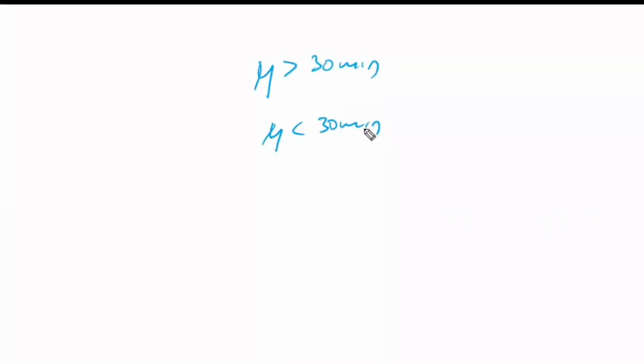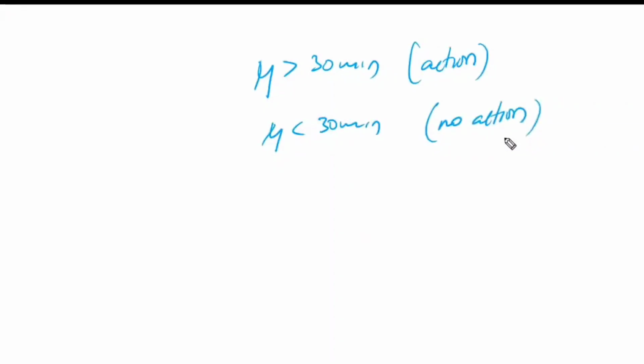Now, for which one will he take the action? Whenever the delivery is not reaching within the 30 minutes, then he will take the action. If it is reaching on time, why would he take action? No action.